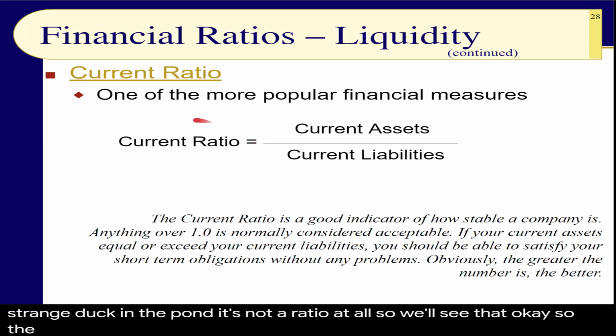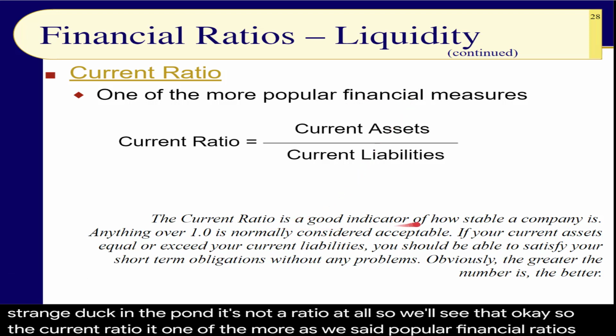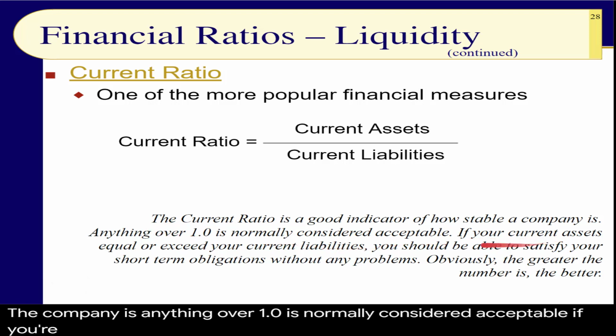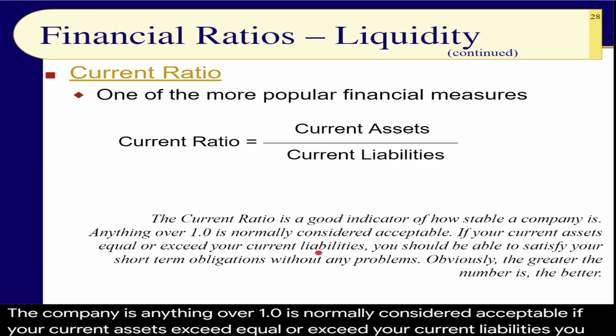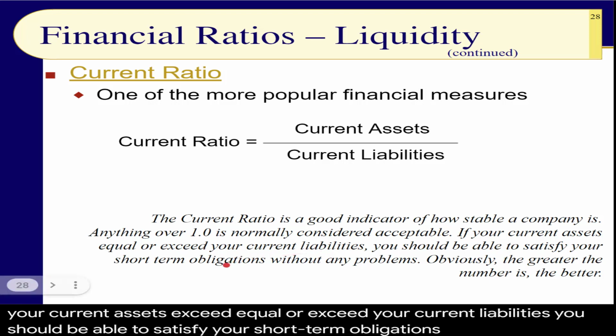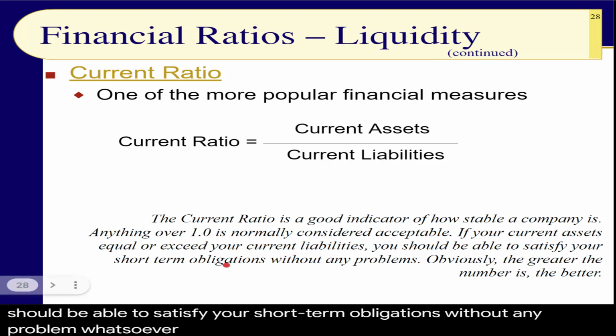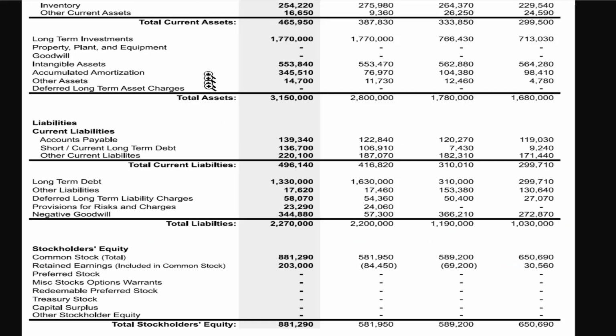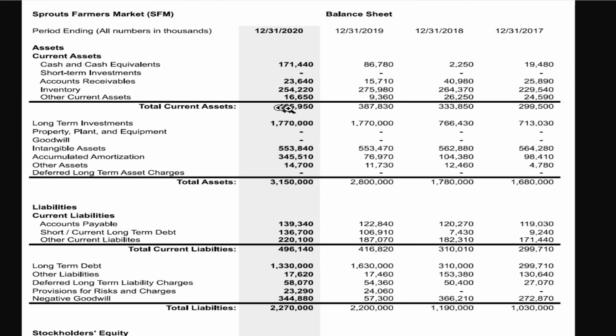Okay, so the current ratio, one of the more, as we said, popular financial ratios. It's a good indicator of how stable a company is. Anything over 1.0 is normally considered acceptable. If your current assets equal or exceed your current liabilities, you should be able to satisfy your short-term obligations without any problem whatsoever. Obviously, the greater the number is, the better. So you take current assets divided by current liabilities. Where do we find those? On the balance sheet.